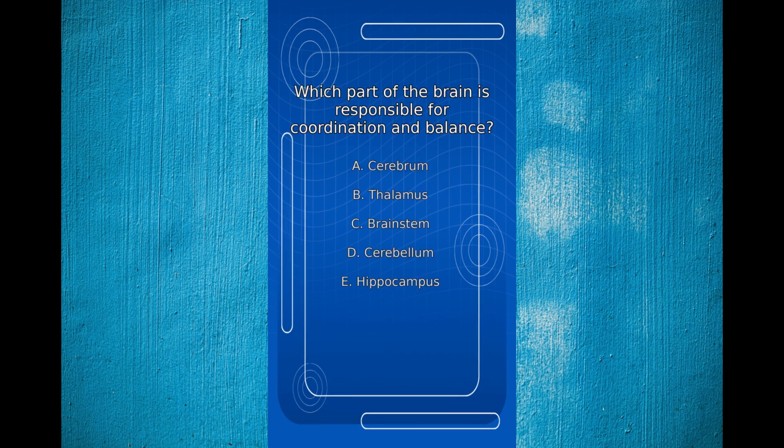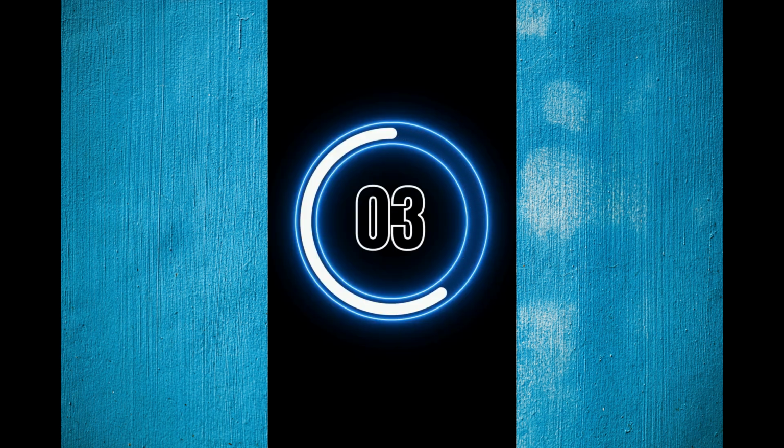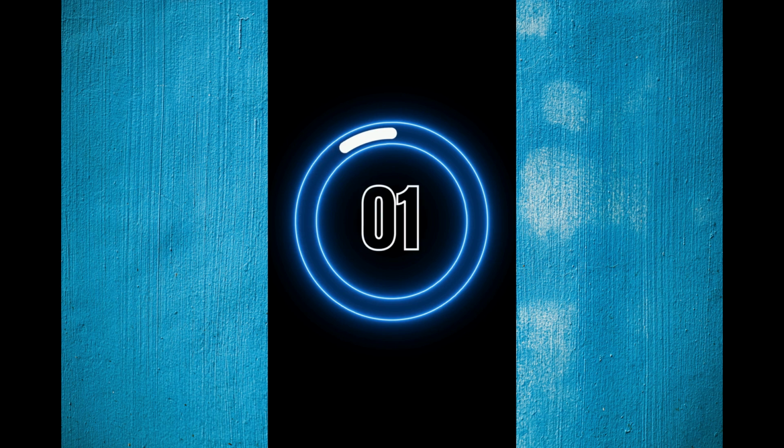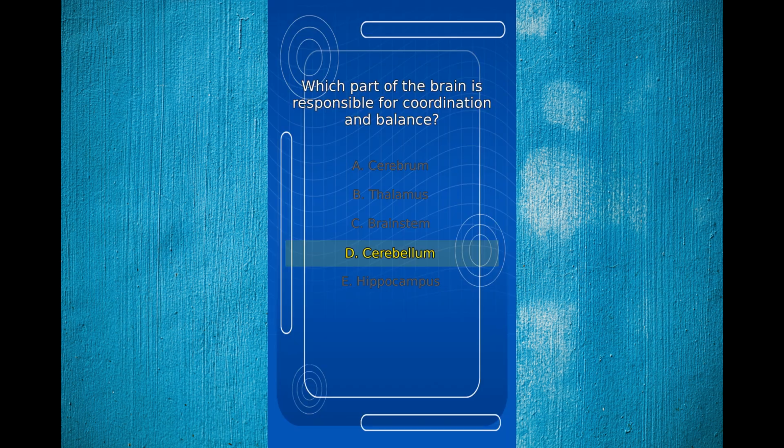Which part of the brain is responsible for coordination and balance? The correct answer is D. Cerebellum. The cerebellum coordinates voluntary movements and maintains balance and posture.